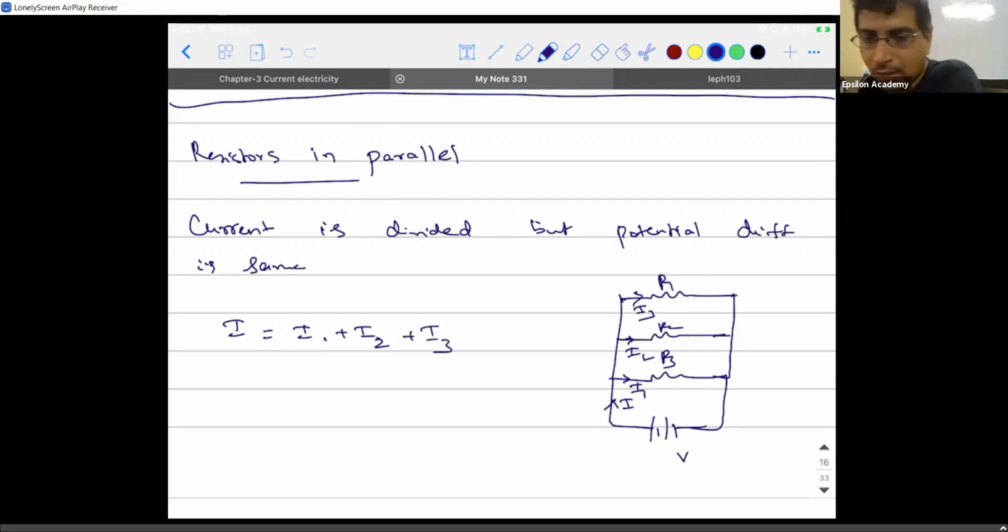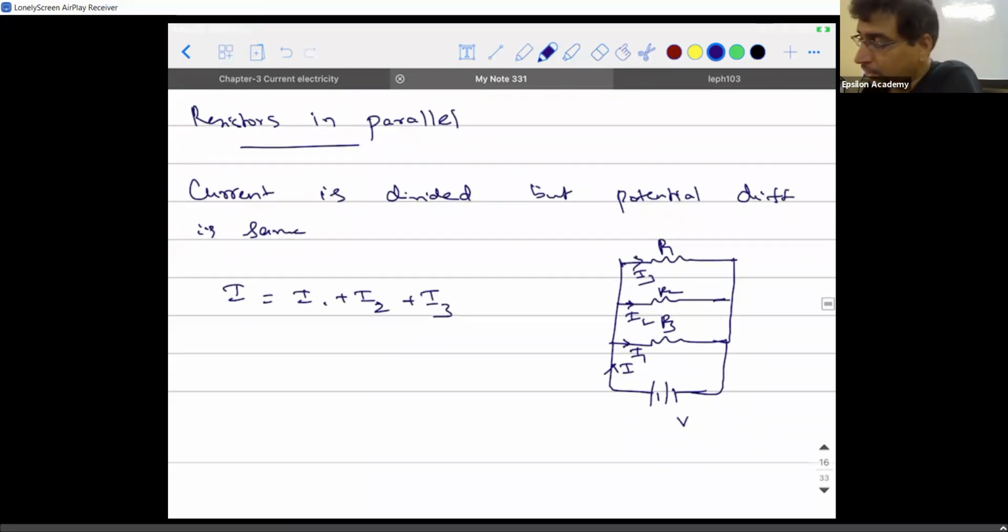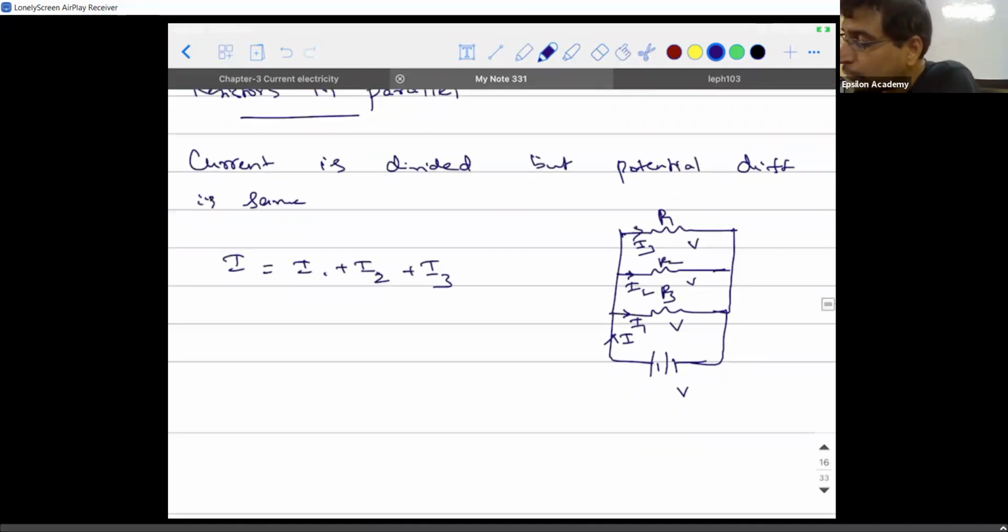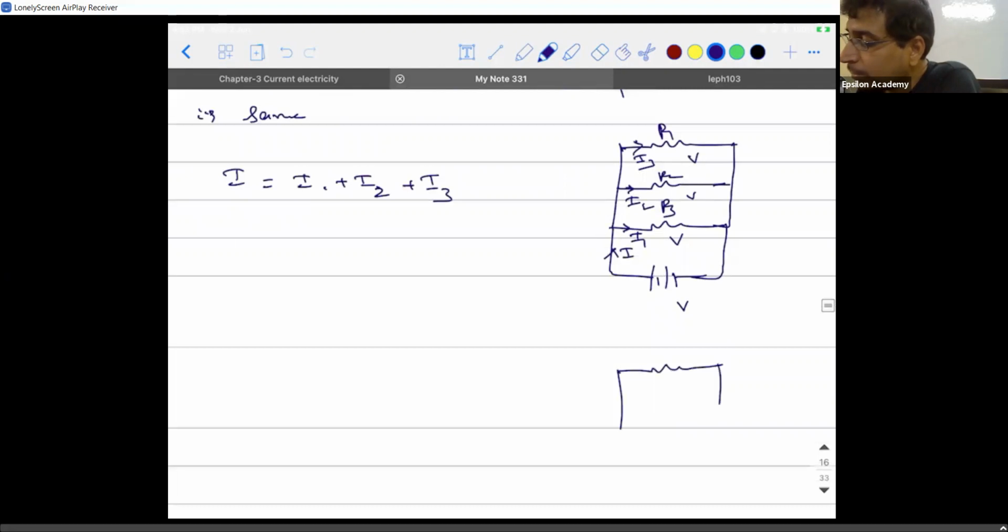Right? Now comes an important question. Here the potential difference is V, here also V, here also V. So how is the equivalent circuit for this going to look? I need to replace all the resistors with a resistance called RP.